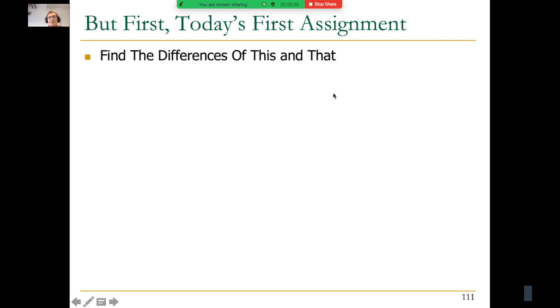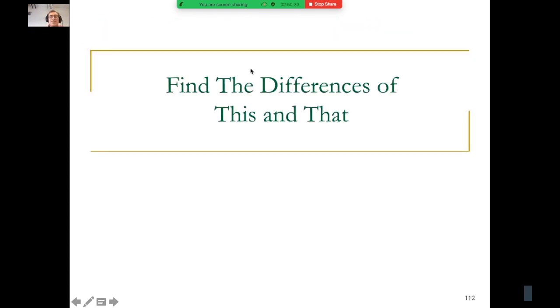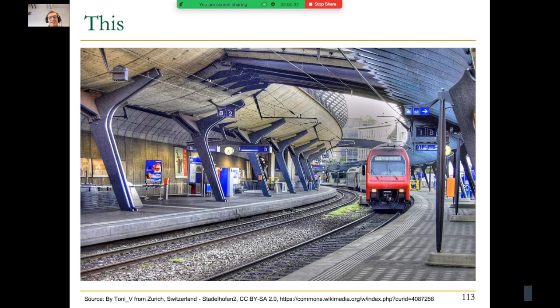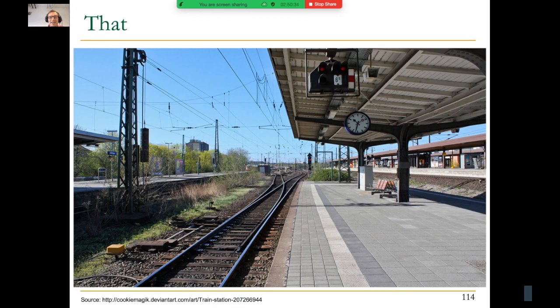But let's take a look at one example. We're not going to do this exhaustively. We want to find the differences between this and that. And this is this, which is Bahnhof Stadelhofen, and that is that, which is a random Bahnhof in Germany. So what are the differences? Again, I'm not going to bore you with that clearly.